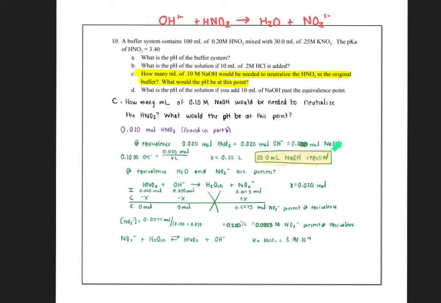So they didn't ask for moles, though. They asked for milliliters. So I'm going to take the given concentration, 0.1, and then I'm going to take the moles we just found over liters. If I cross multiply, we will get X times 0.1 equals 0.02. So we divide both sides by 0.1, and that gives us 0.20 liters. So I need 200 milliliters. So just multiply this by 1,000. 200 milliliters. That's my answer to this first part, how many milliliters would be required.